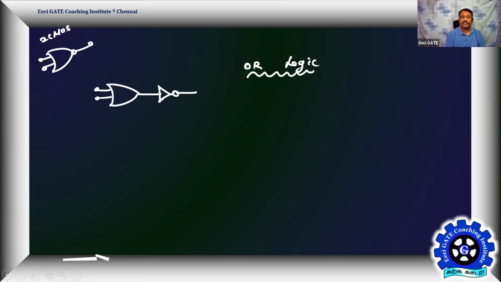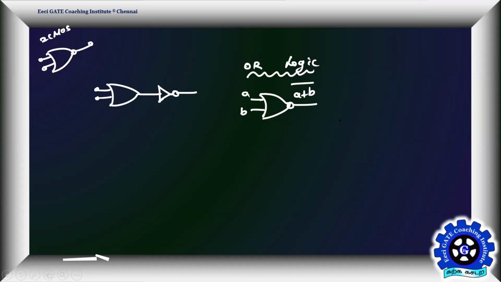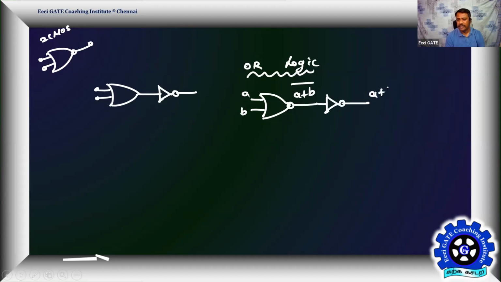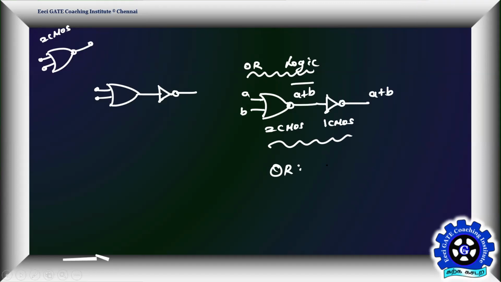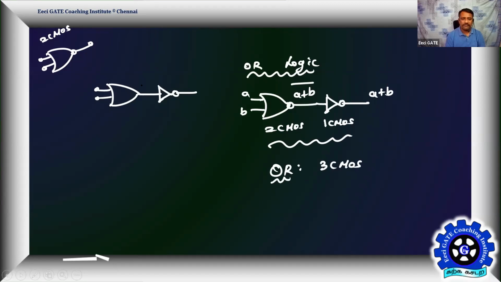Similar to that, what is OR logic? What we have is first NOR only. The output of NOR, A or B the whole bar, is fed to a NOT gate. That's a practical CMOS implementation. So the result is going to be A or B. This is demanding 2 CMOS and this is demanding 1 CMOS. So the cost of OR logic is 3 CMOS. So the cost of OR is 3 CMOS, cost of AND also 3 CMOS.